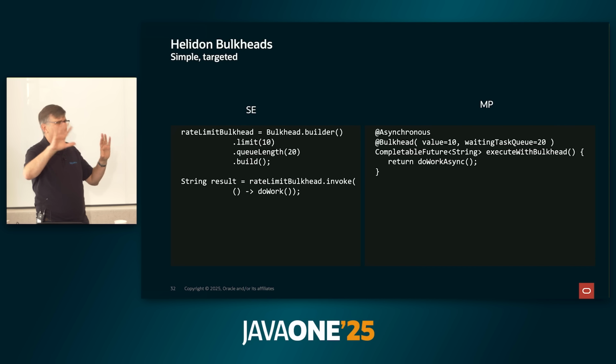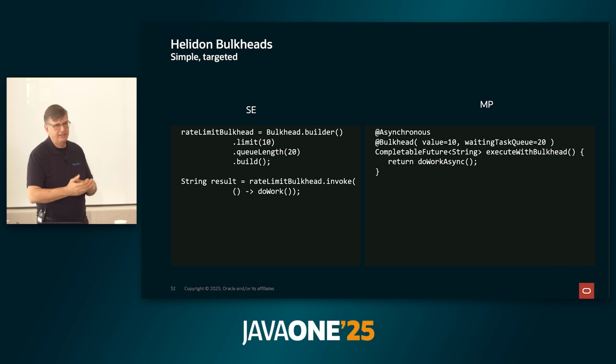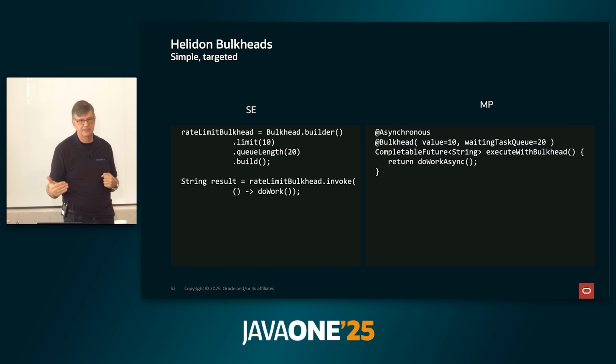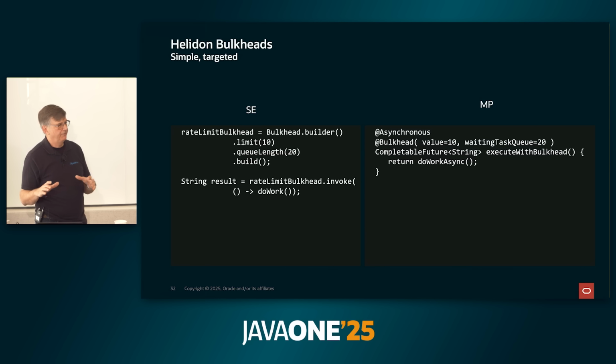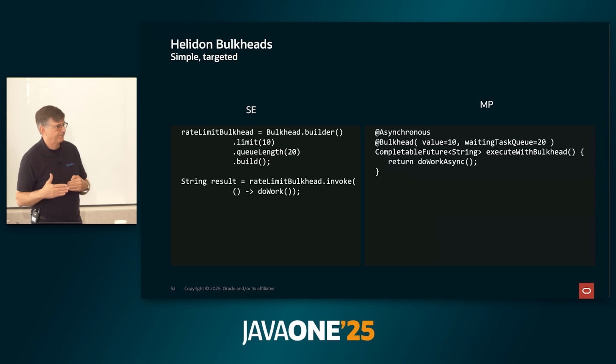Okay, so those were kind of global. I now want to look at a Helidon feature that's more targeted to code. This is using a feature called bulkheads, which are often a capability in fault-tolerant frameworks. The purpose of bulkheads is to protect code that is using a scarce resource. So if you have some handlers, some endpoints that maybe are accessing a database or doing expensive database operations, you can put a bulkhead in front of that code and then limit the amount of concurrency in just that code.